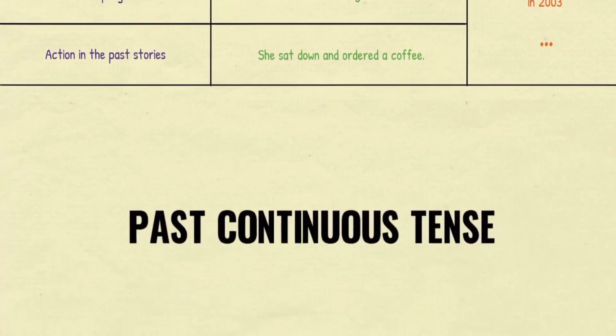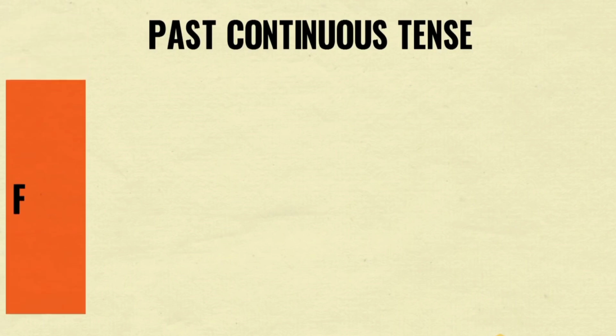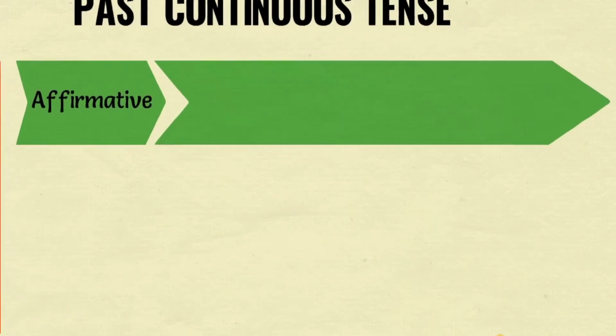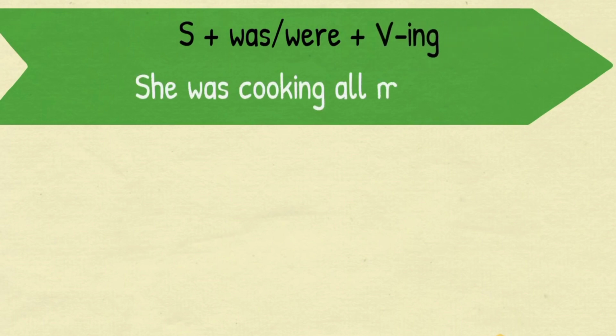Past continuous tense. Form, affirmative. Subject plus was or were plus verb and ing. She was cooking all morning.